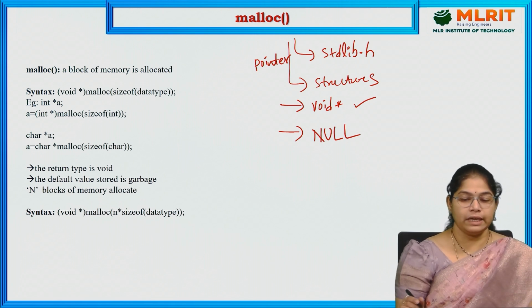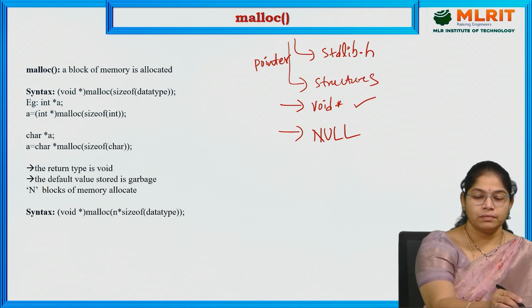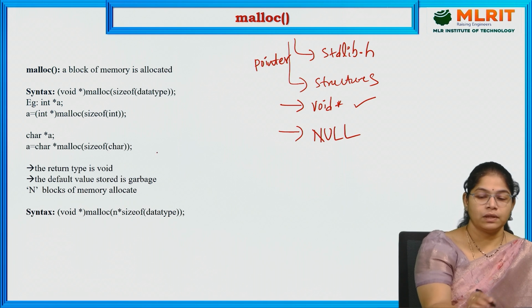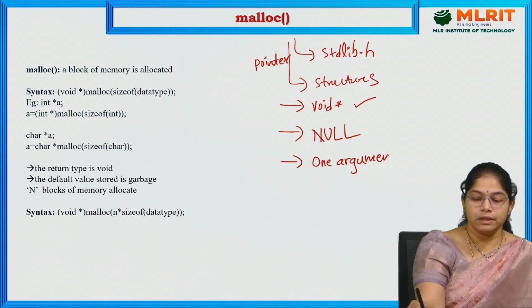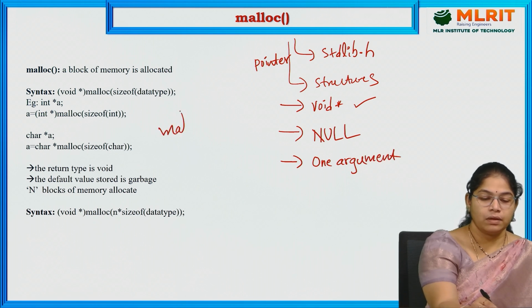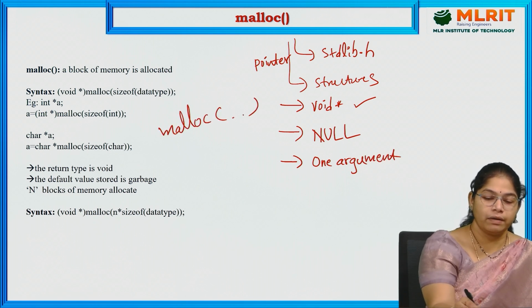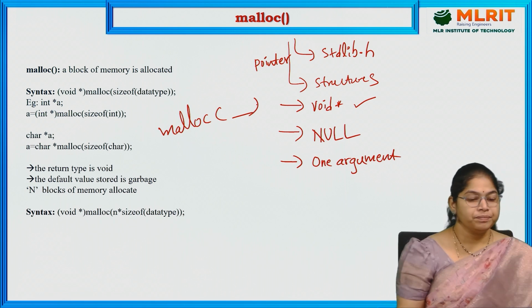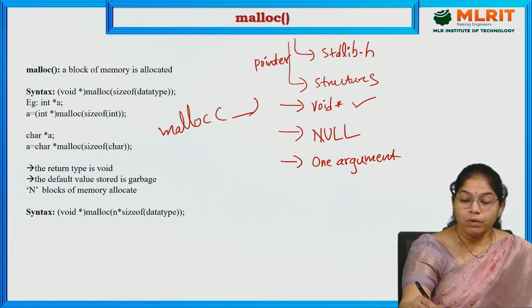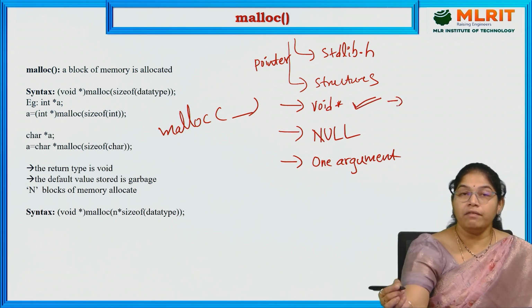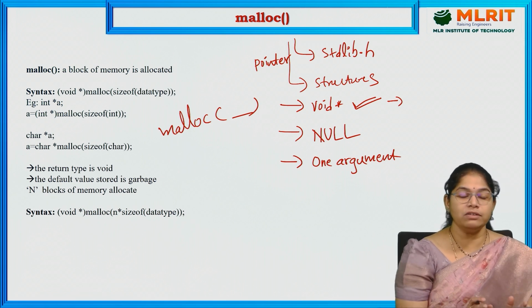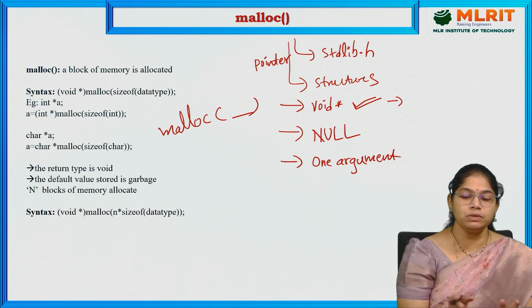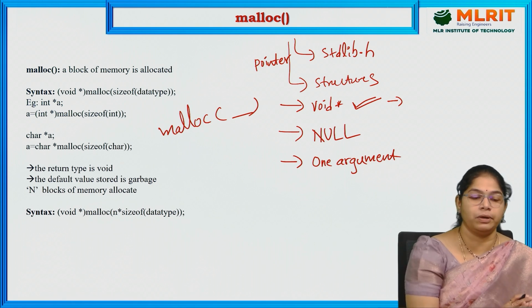Now the syntax. And one more thing is, malloc takes one argument. In malloc, we can write one argument. And it returns a void pointer, meaning void has the property that it can store any type of value. Based on the programming requirements, we have to typecast that pointer later on.